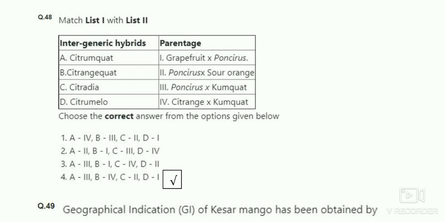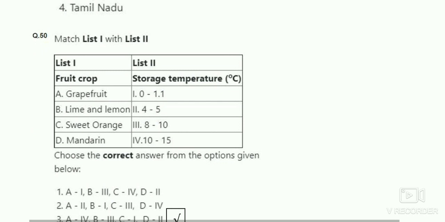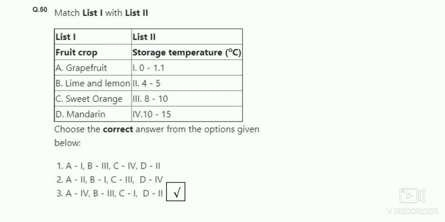GI of Kesar, that is Gujarat. And last question, the storage temperature for grapefruit is 10 to 15 degrees centigrade. And then for lime and lemon, that is 8 to 10. Then for sweet orange, that is 4 to 5. And for mandarin, 0 to 1.1.